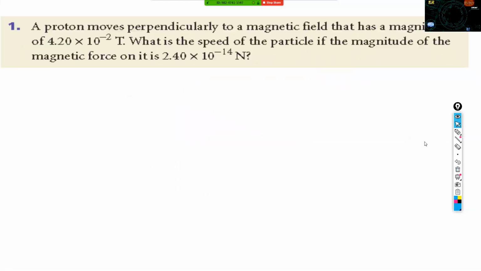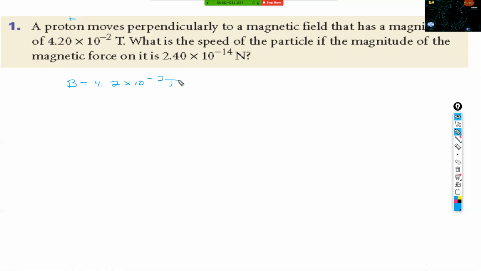So let's just apply a couple problems real quick here. A big thing here is being able to apply this right hand rule. So proton, so I'm dealing with a positive charge. Magnetic field is 4.2 times 10 to the negative second. I'm going to try to find the speed and the magnetic force that it feels is 2.4 times 10 to the minus 14th.